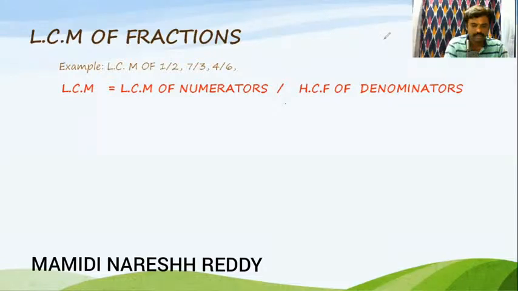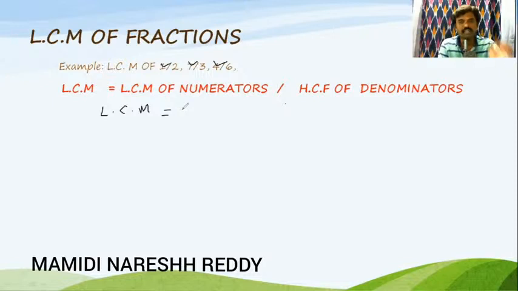Now LCM is equal to LCM of numerators. Let's see the numerators, my dear friends. They're 1, 7 and 4. These three are the numerators. If you observe carefully, 1, 7, 4 are co-primes, because they have no common factor. As I told you, the LCM of co-primes is absolutely their product.